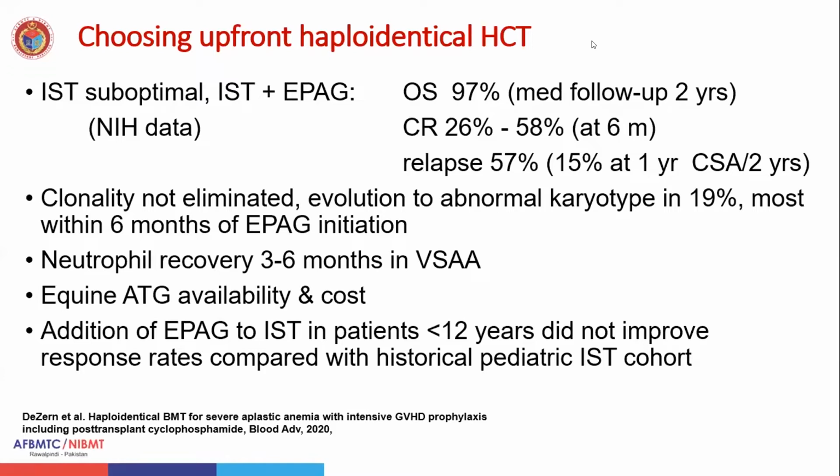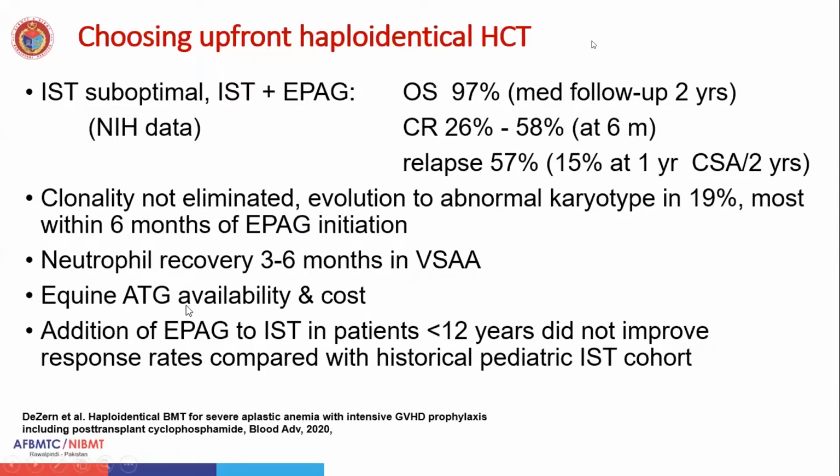The addition of EPAG has improved overall survival to 97%. Nonetheless, the complete response rate is between 26 and 58%, and there's a significant risk of relapse. Also, clonality is not eliminated, and patients can develop MDS, PNH, acute myeloid leukemia, and an abnormal karyotype. This can start as early as 6 months after EPAG initiation. Also, neutrophil recovery takes about 3 to 6 months, particularly in very severe aplastic anemia, and in the meantime these patients can succumb to severe infections.